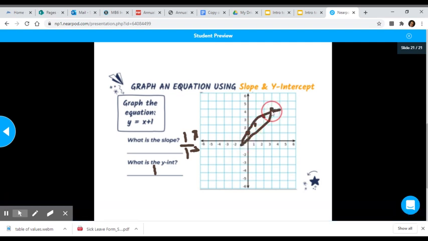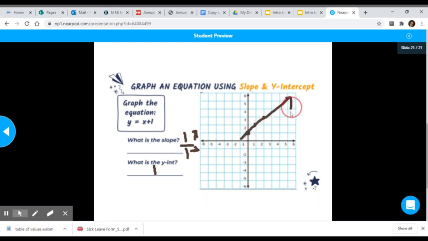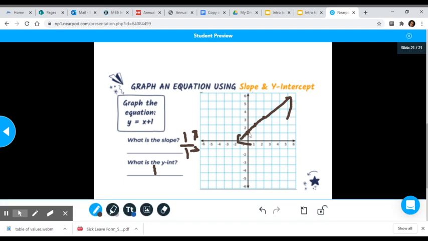Now you can graph it. Now you might be saying, well, what about when the line goes down here? That would be like saying going down 1 to the left 1, because two negatives make a positive.